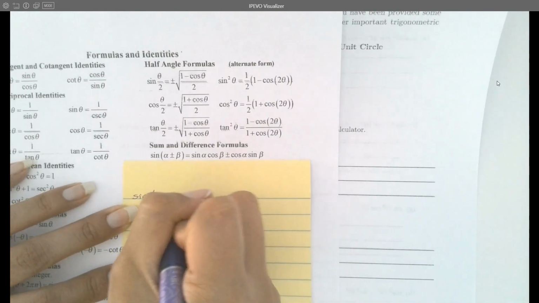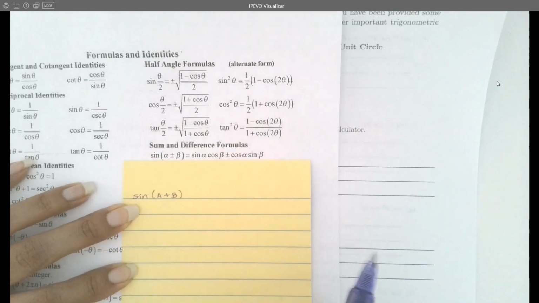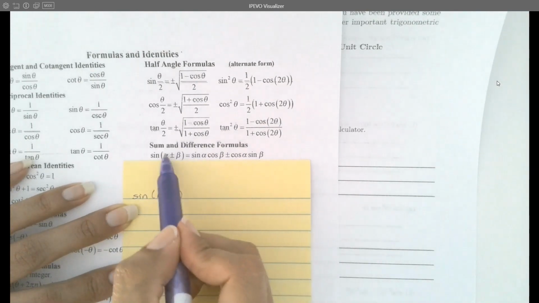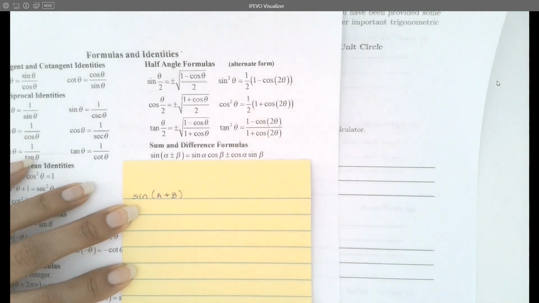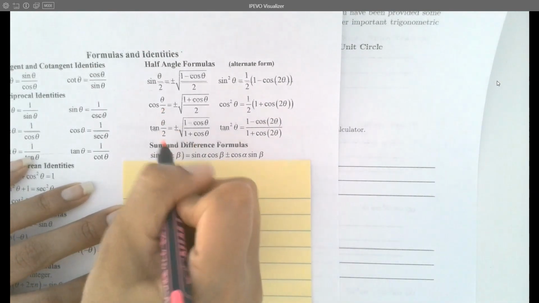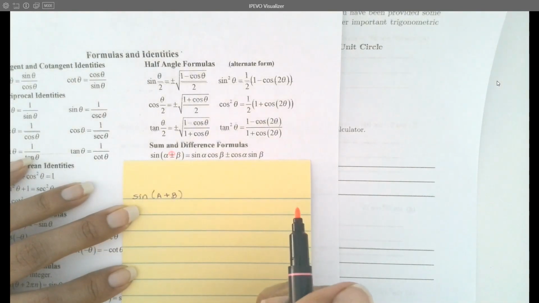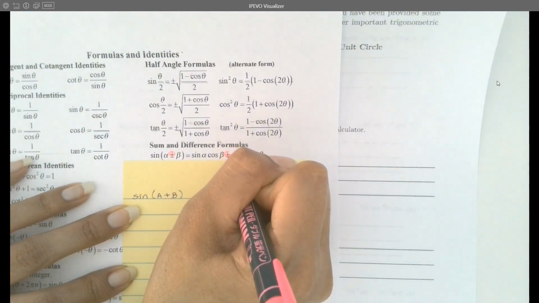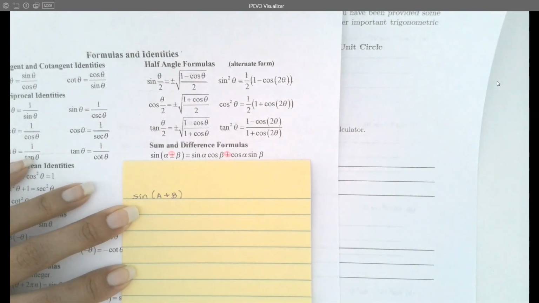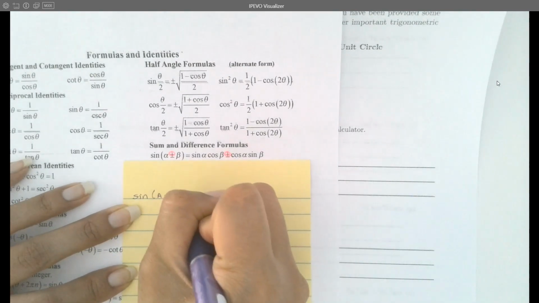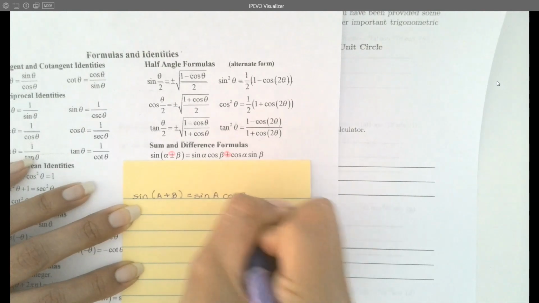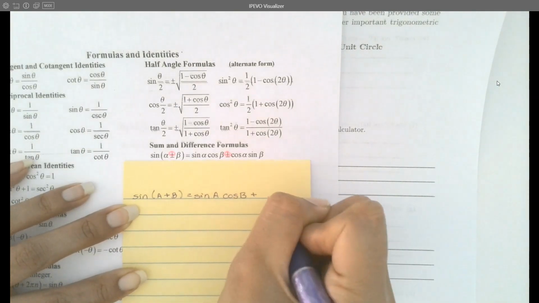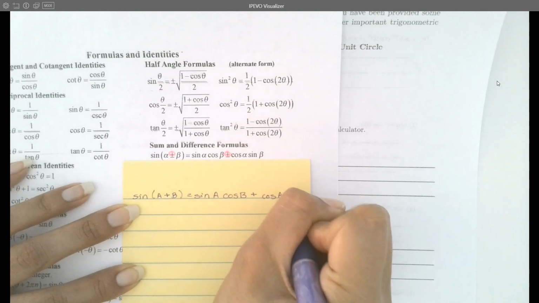So we have sine of A plus B, and I'm going to be using capital A and capital B instead of alpha and beta, so it doesn't look as scary. If we just focus on the top symbol, which is a plus, on the left-hand side, then we also have to pick out the top symbol on the right-hand side. That is saying that the sine of A plus B is the same thing as taking sine of A, taking cosine of B, multiplying it together, and then adding it to the product of cosine of A times sine of B.